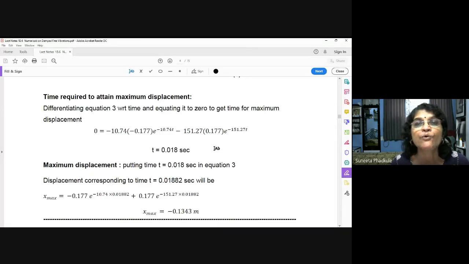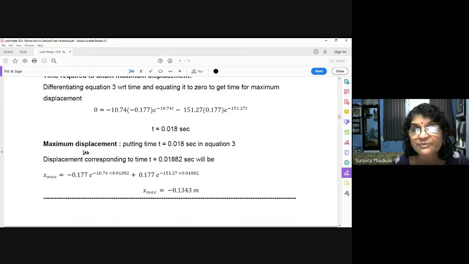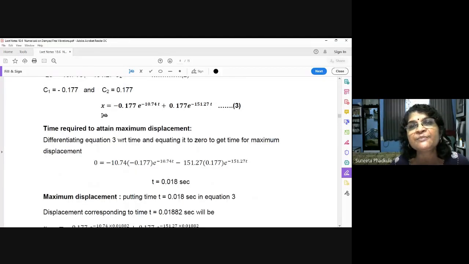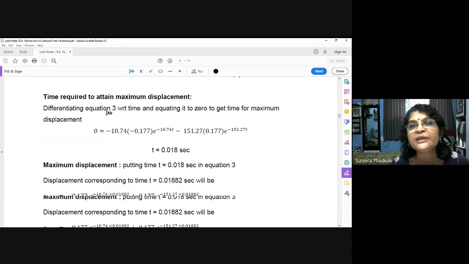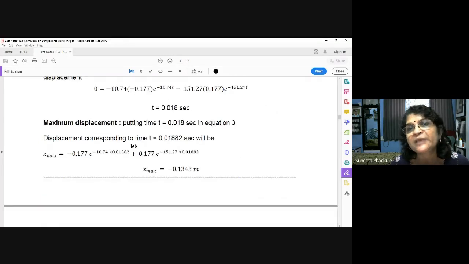Now we have to find out how much that maximum displacement is. What you will do? Putting t is equal to 0.018 second in equation 3. See, this is your equation of displacement. So here, if you put t is equal to 0.018 second, you will get x. So displacement corresponding to this t will be x max, that is maximum displacement. Putting the value of t here, you will get maximum displacement at minus 0.1343 meter. This is your answer. Understood the problem?